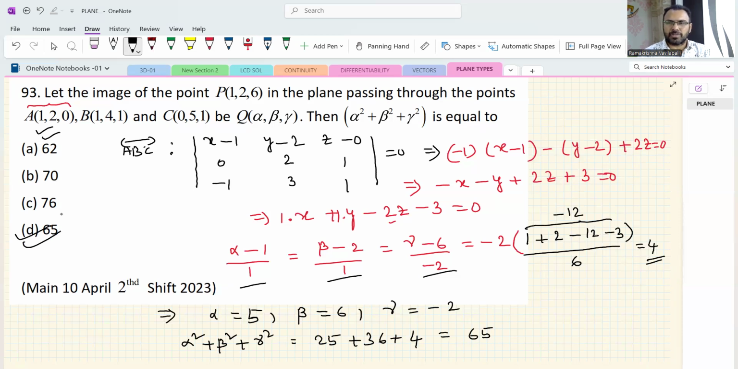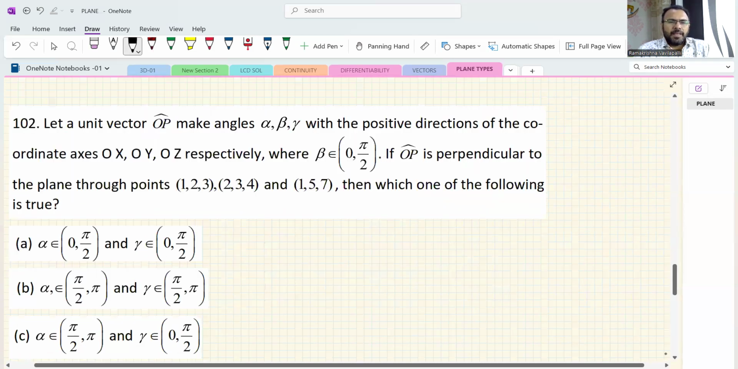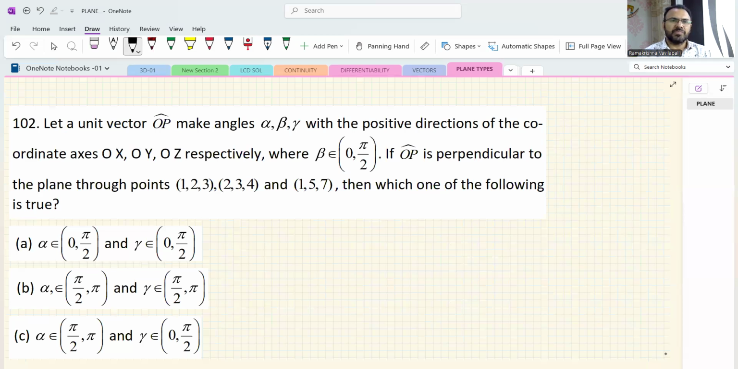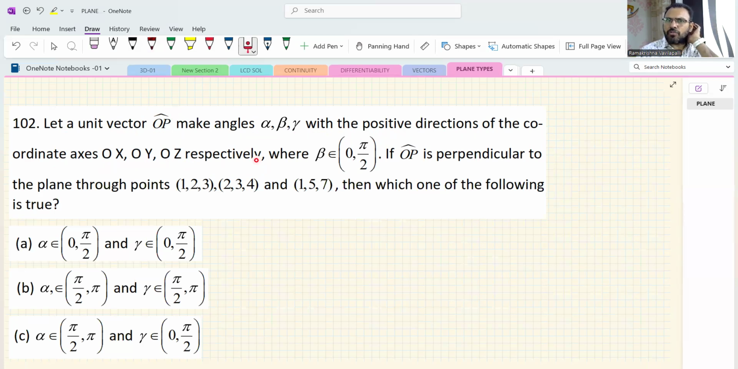It is also a two-tied question. We'll do one more question. Here is something a very interesting and a different type of question. Let a unit vector OP cap make angles alpha, beta, gamma with positive direction of coordinate axis OX, OY, OZ respectively, which means that indirectly they have given directional cosines of OP vector. Okay, those are cos alpha, cos beta, cos gamma. They have given that beta belongs to 0 to pi by 2. Cos beta is positive.